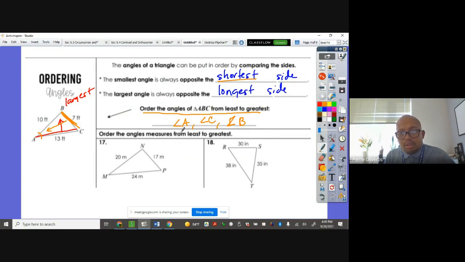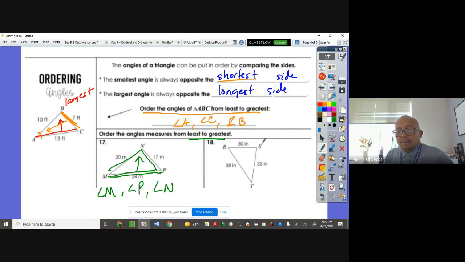Order the angles measured from least to greatest here. So what's the shortest side? The shortest side here is 17, so I know it's angle M. The next one is 20, so it's going to be angle P. And the longest side here is 24, which is going to be angle N.